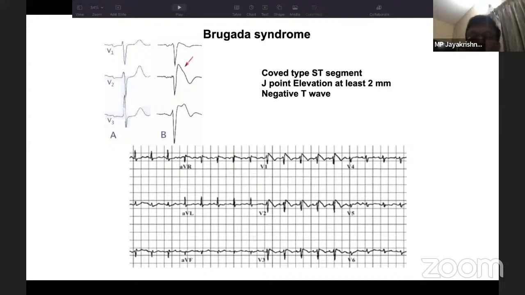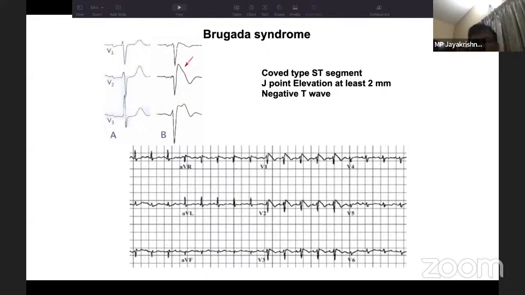So unless you look for that, you will miss this. It's a curved type ST segment in the right chest leads. It's actually a J point. J point is the end of the QRS complex and the beginning of the ST segment. So J point elevation of at least 2 millimeters, followed by a negative T wave. So this is a Brugada pattern.